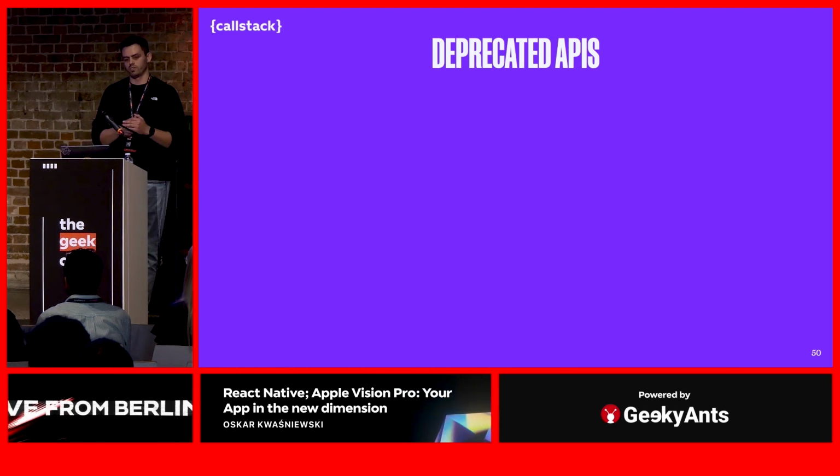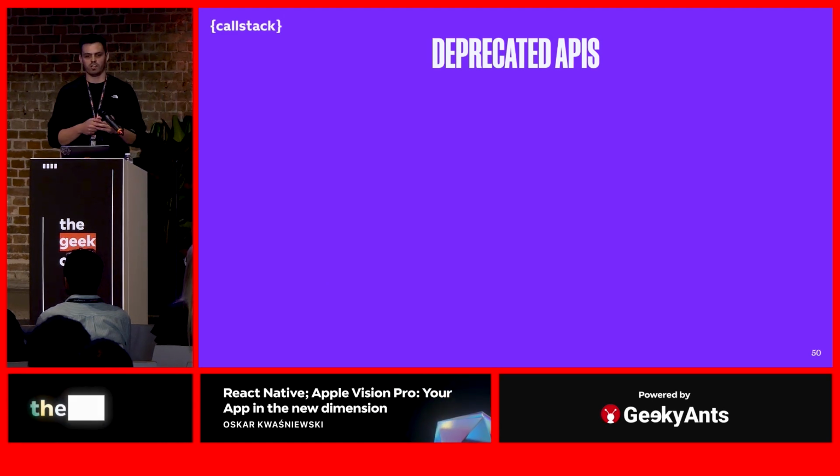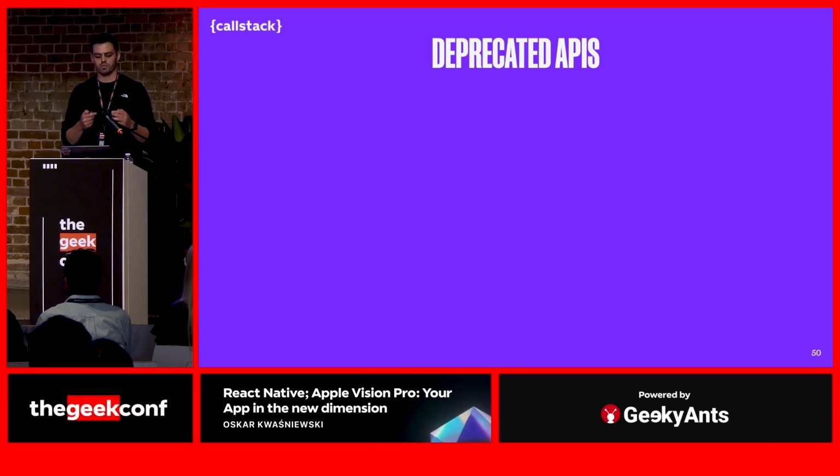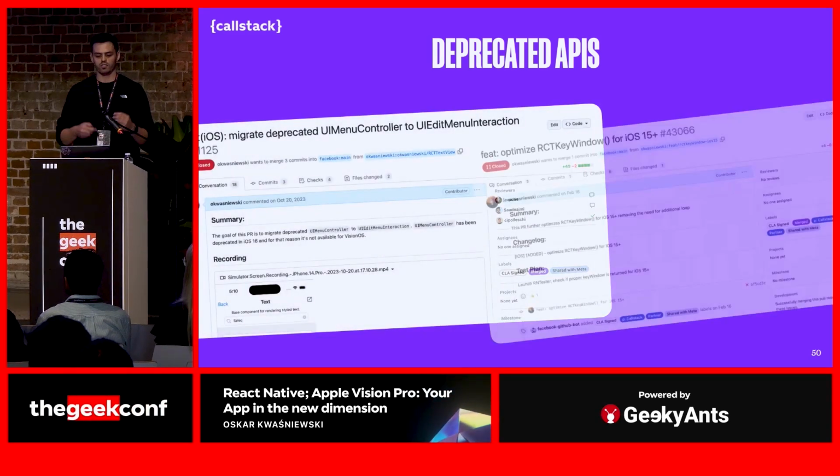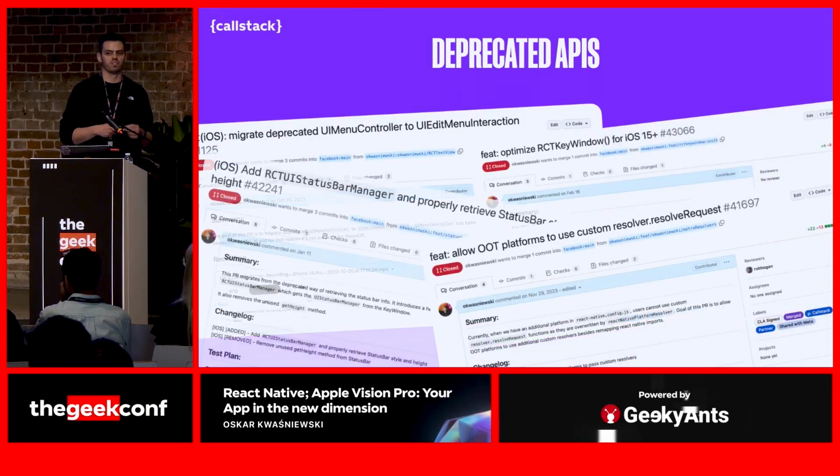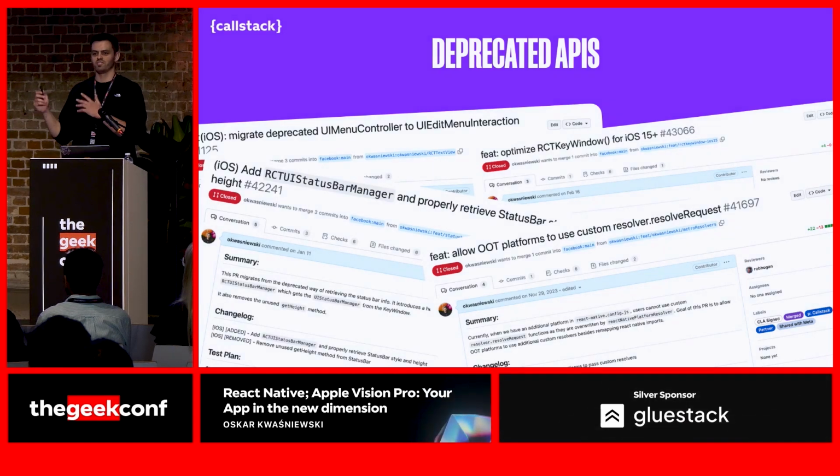So as I mentioned before, some APIs are unavailable on VisionOS. So we've upstreamed a bunch of fixes to React Native in order to make every core API work smoothly. And don't worry, these PRs are actually merged. This is how Meta merges PRs.